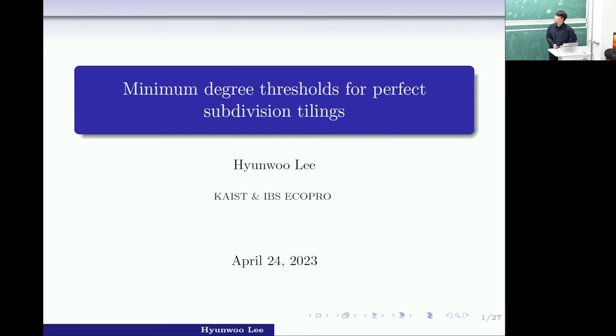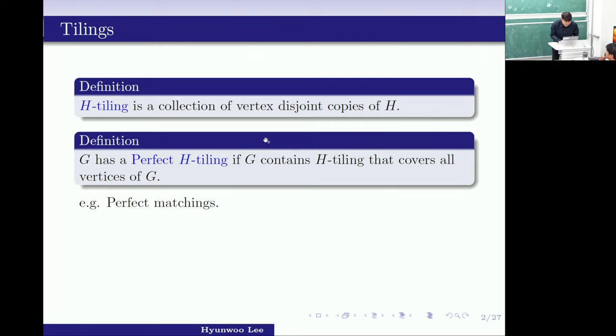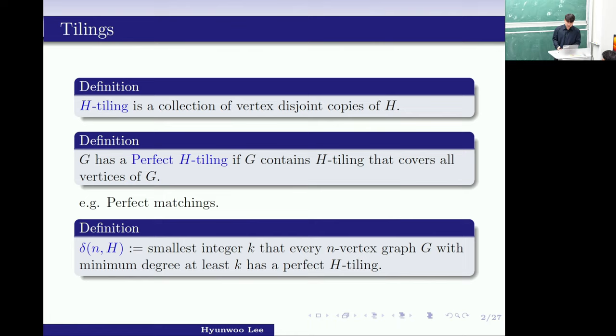To understand what a perfect subdivision tiling is, I will start with the definition of graph tiling. For a given graph H, we say an H-tiling is a collection of vertex disjoint copies of H, and we say this tiling is perfect if the host graph G contains an H-tiling that covers every vertex of G. Maybe the most familiar example of a perfect graph tiling is a perfect matching. We can consider a perfect matching as a perfect K2 tiling. And it is natural to define the minimum degree threshold for the existence of a perfect graph tiling. I will denote it as delta(H), which is the smallest integer k such that every n vertex graph G with minimum degree at least k has a perfect H-tiling.